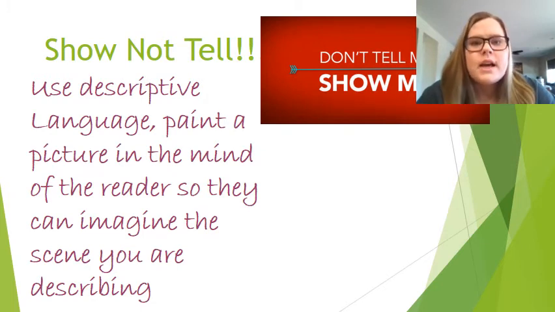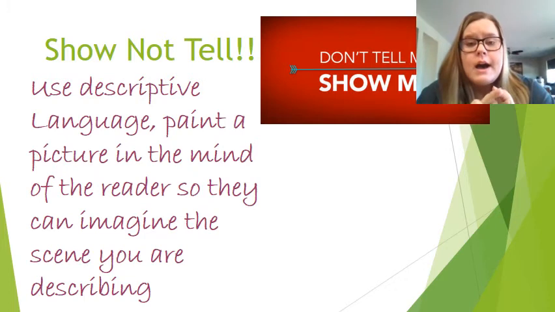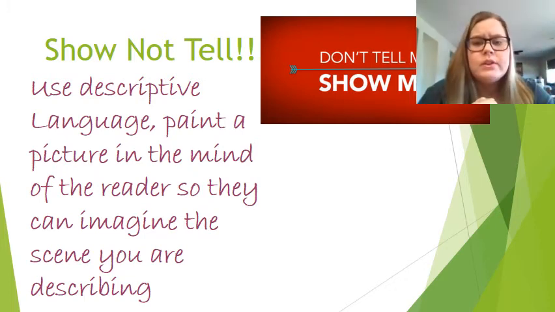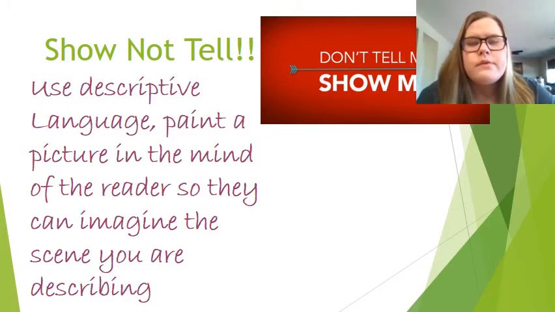So on the next 2 slides, I have an example of showing and I have an example of telling. And they're the exact same scene. I just want you to look at them and listen to me read them, and I want you to tell me which one you think is the best example or the one that you would want to read the most, okay?